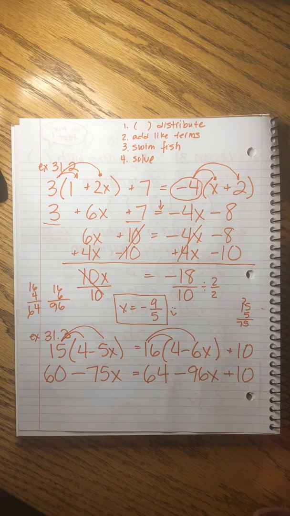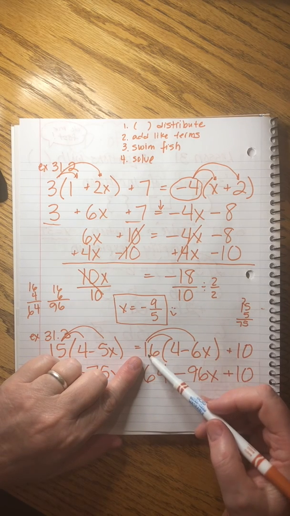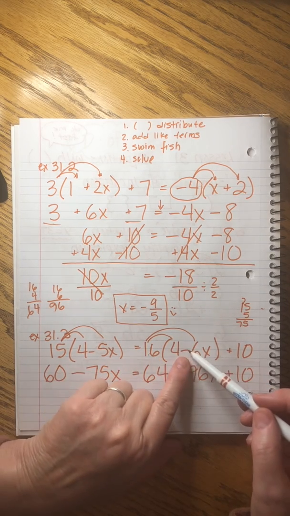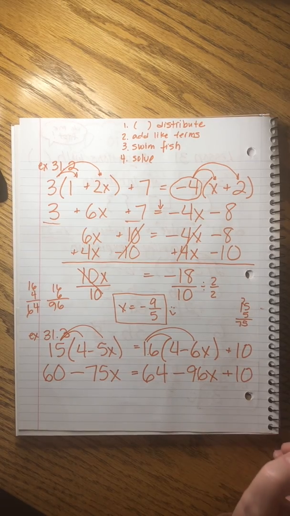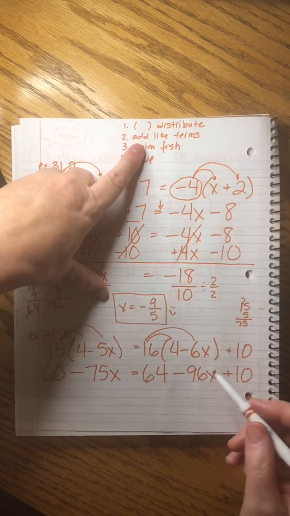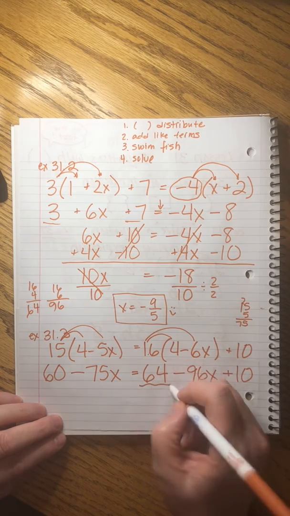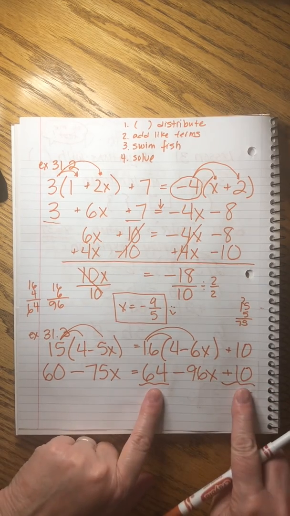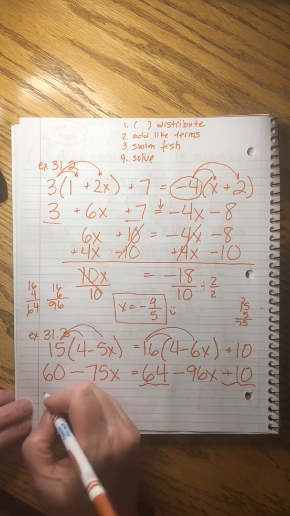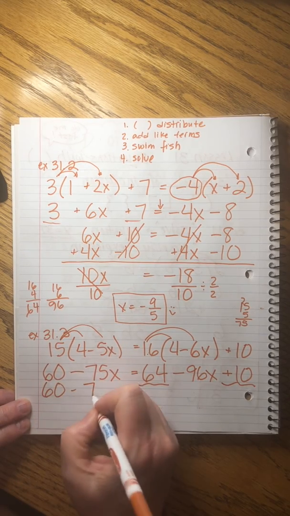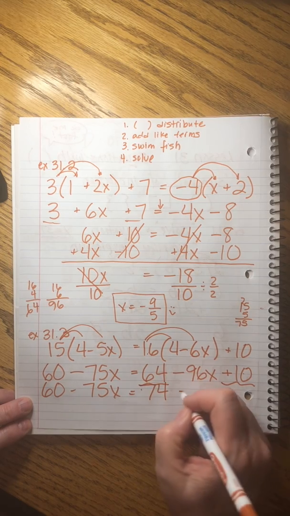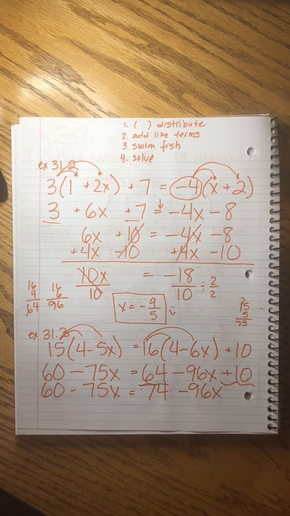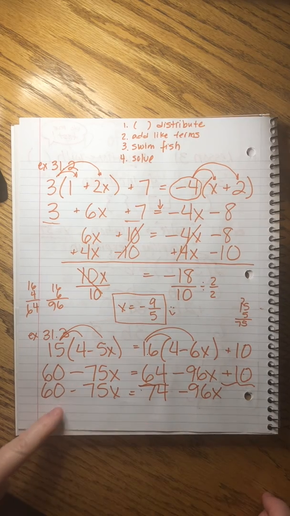All right, this was a positive number. There's the minus sign, so I was careful about that. These numbers are just a little bigger, but it looks a lot like that, doesn't it? Okay, so then we've distributed. Now we're gonna add like terms, and I see there's a plain number and there's a plain number on the same side. We can put them together. So 60 minus 75x equals 74 minus 96x. All right, I want to add 96 to both sides.